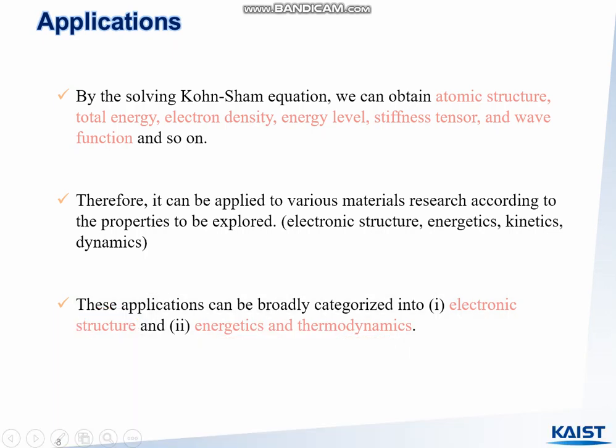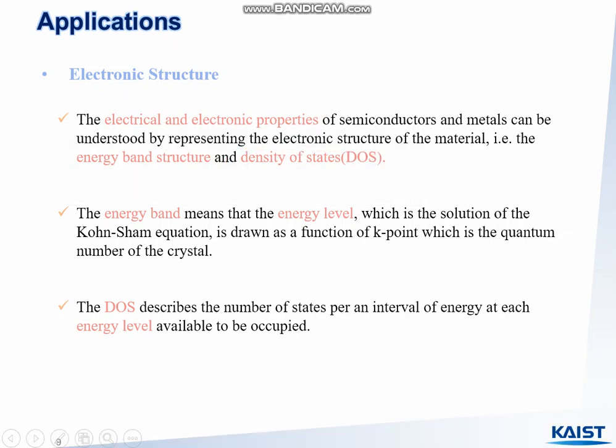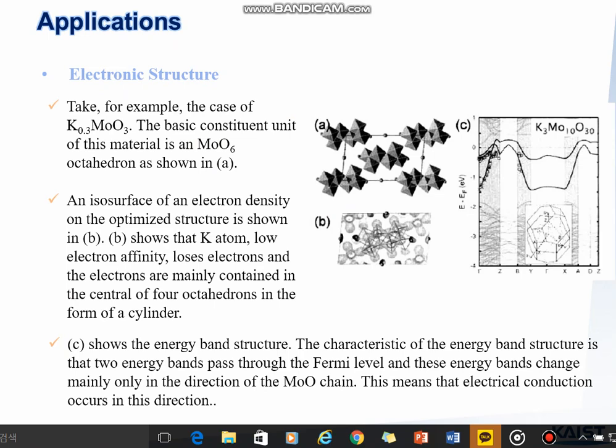The electrical and electronic properties of semiconductors and metals can be understood by representing the electronic structure of the material. In other words, the energy band structure and density of states. The energy band means that the energy level, which is the solution of the quantum equation, is drawn as a function of the k-point, which is the quantum number of the crystal. The density of states describes the number of states per interval of energy at each energy level available to be occupied. For example, we can think of the case of KMO.